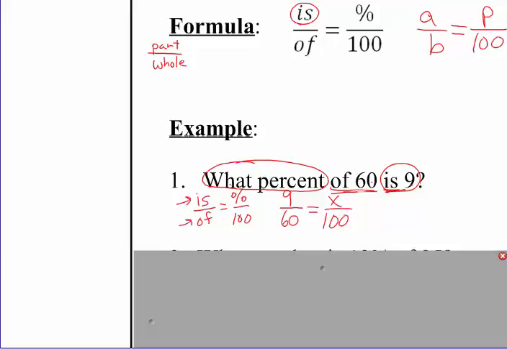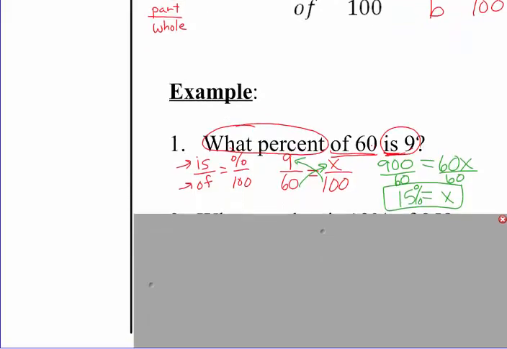Now you use what we did in the last video and solve using proportions. So you cross multiply: 100 times 9, so that's 900, equals 60 times x, so that would be 60x. And then solve for x. So divide by 60, divide by 60. So x equals 15%. Make sure, when you're finding the percent, that you have the percent sign on there.